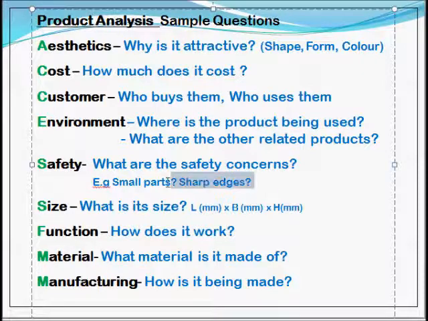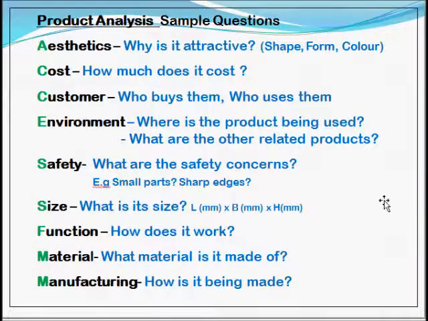Safety. Safety is always a concern for young children, especially for small parts, because the small parts tend to be choking hazards for young children, and sharp edges tend to hurt them as well. Some other aspects of safety that you may be concerned about would relate to material, what material it is made of. Usually for toys, we tend to want to ensure that we are using non-toxic materials.